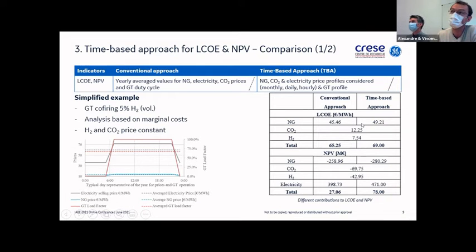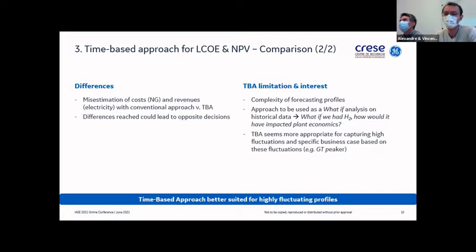And we have the same kind of results for the LCOE calculations. We also see the impact from the electricity revenues that are different from one approach to another. So what we see on this table is that using the conventional approach, in this example, we have a misestimation of the natural gas cost on one side and of the electricity revenue on the other. And this misestimation could lead to opposite decisions for the decision maker, because in one case you have quite high revenue, 78 million euro NPV at the end of your lifetime, while in the other you have a way lower value.